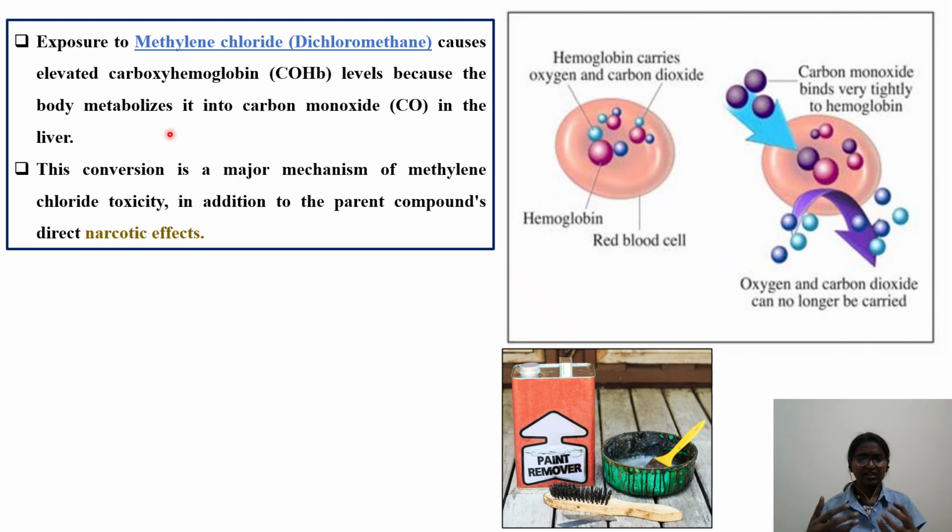Let's read in detail. That was about methylene chloride. It is metabolized into carbon monoxide, and that metabolism takes place in the liver. This conversion is a major mechanism of methylene chloride toxicity. In addition, some of the methylene chloride by itself will also cause narcotic effects. You have to remember that.